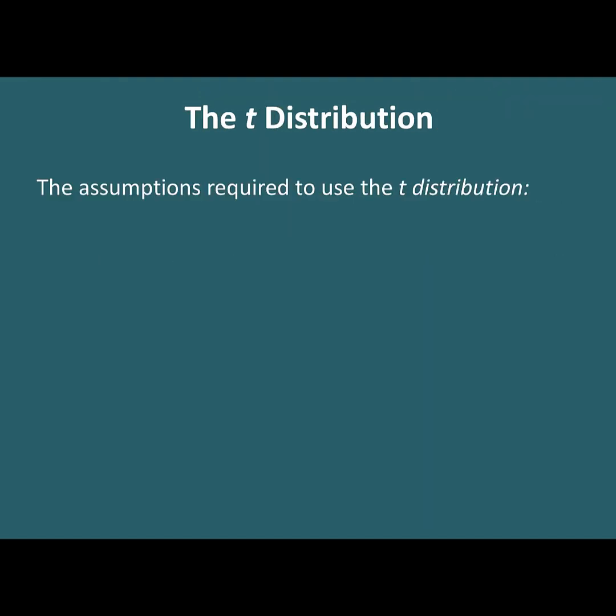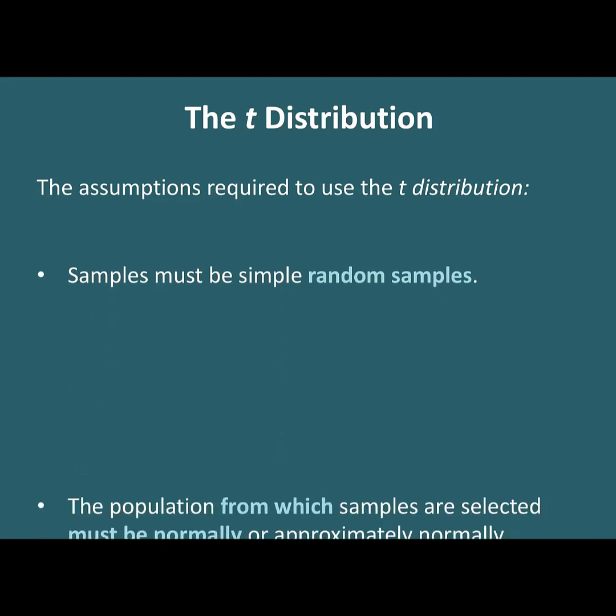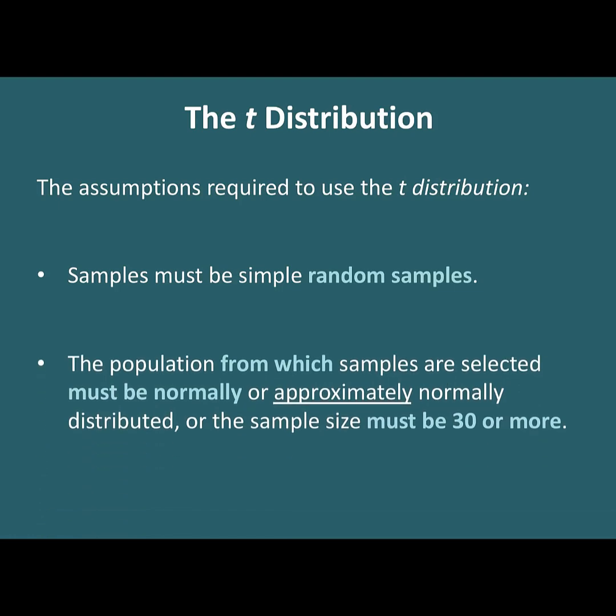The t-distribution. The following are the assumptions required to use the t-distribution. First, the samples must be simple random samples. Second, the population from which the samples are selected must be normally or approximately normally distributed, or the sample size must be 30 or more.